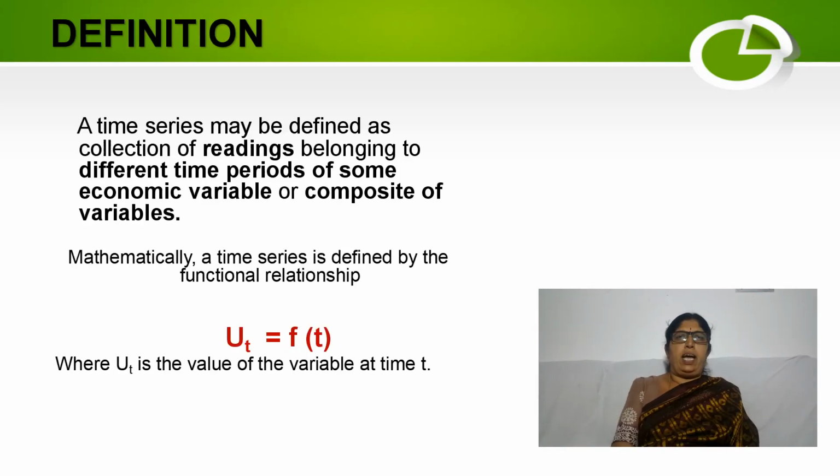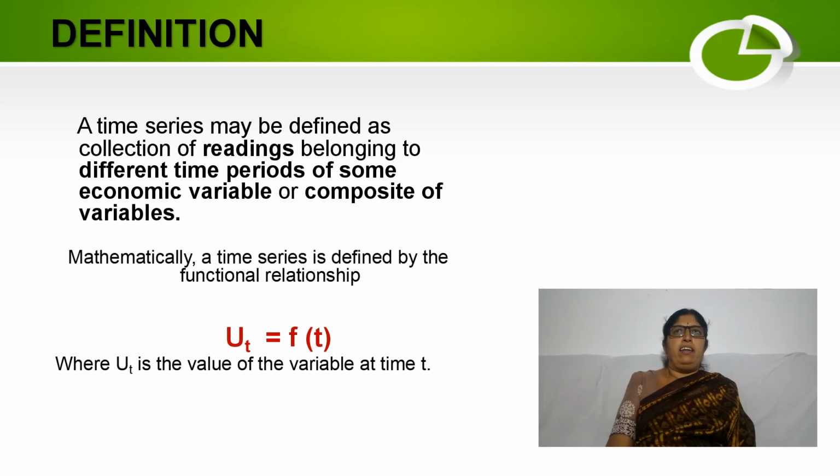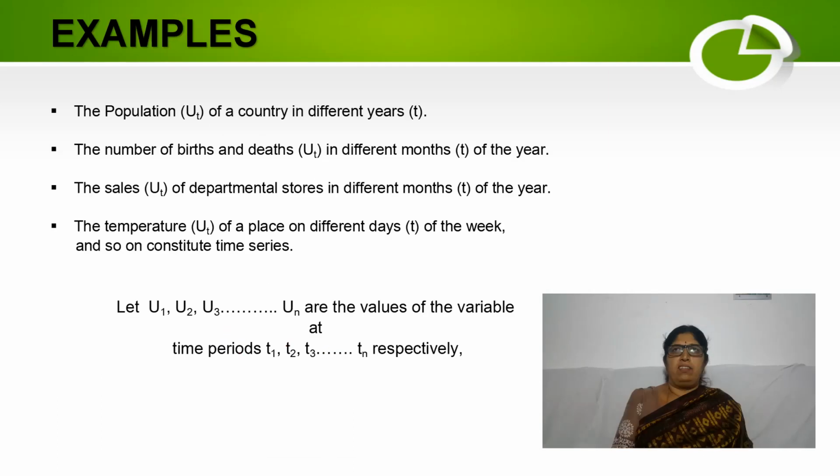Definition. A time series may be defined as a collection of readings belonging to different time periods of some economic variable or composite of variables. Mathematically, a time series is defined by the functional relationship u_t = f(t), where u_t is the value of the variable at time t.